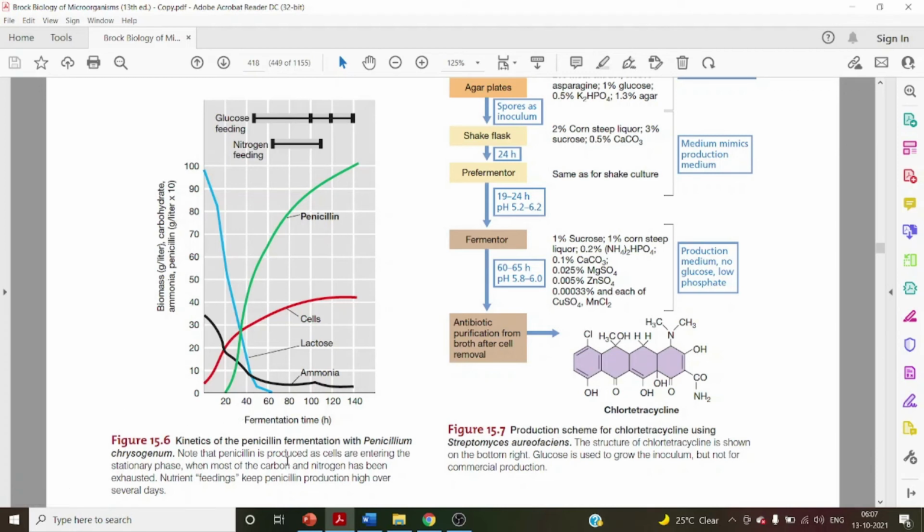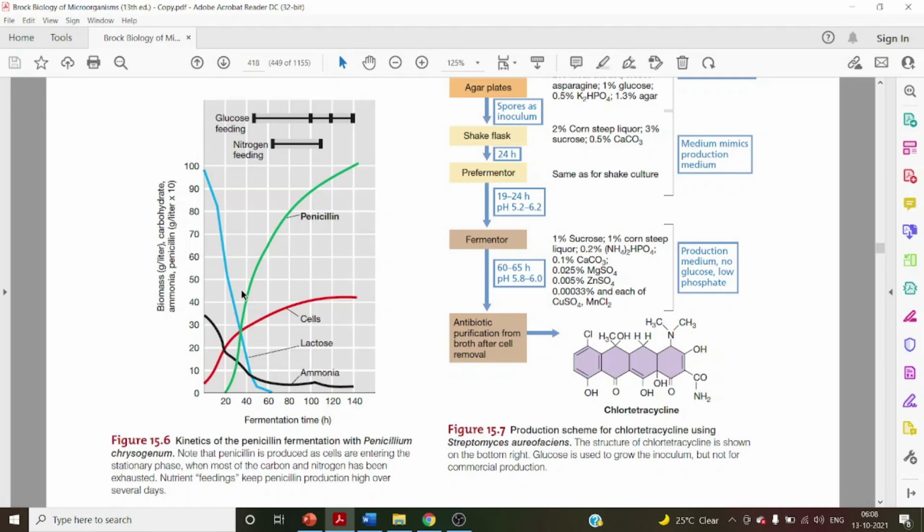Okay, so here the penicillin is produced as cells are entering into the stationary phase. You can see, if this is a growth curve, then this is the log phase, and then from here the stationary phase starts. There's a bend in the curve. So penicillin production starts taking place when the cells enter the stationary phase. From here, penicillin production starts taking place, where you can see the arrow. So this was about the kinetics of the penicillin fermentation.